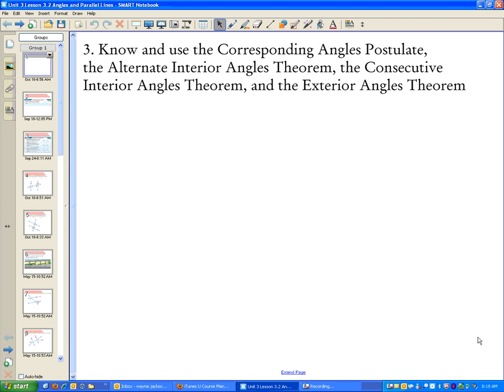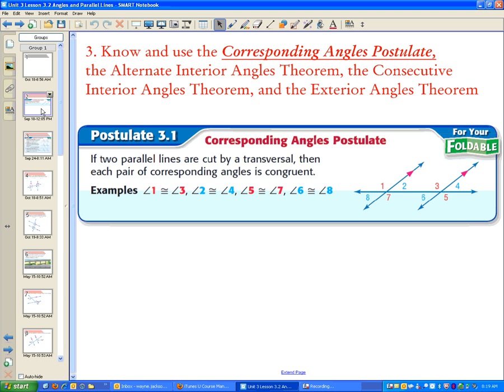The corresponding angles postulate. Hey, we talked about corresponding angles yesterday, learned how to identify them. The alternate interior angles theorem, we talked about those yesterday. Consecutive interior angles theorem, talked about those, and the exterior angles theorem. So we're taking what we learned to identify yesterday, and we're going to do something with them. All right? So know what this postulate and these theorems say, be able to use this postulate and these theorems to solve problems. We start with the corresponding angles postulate.